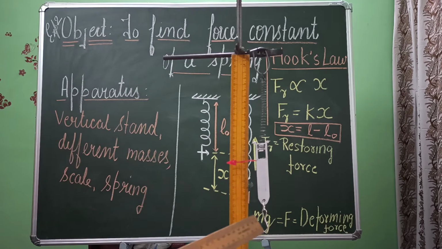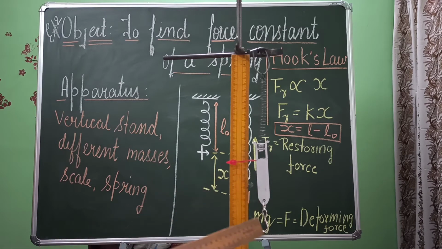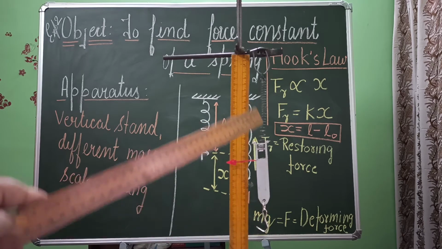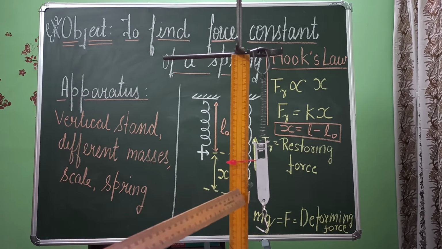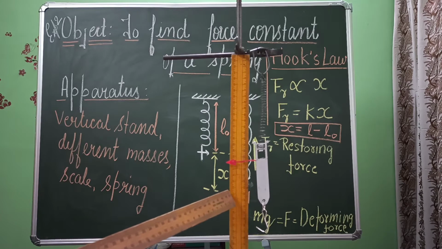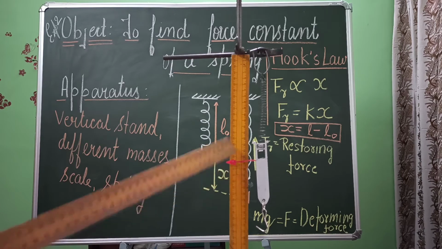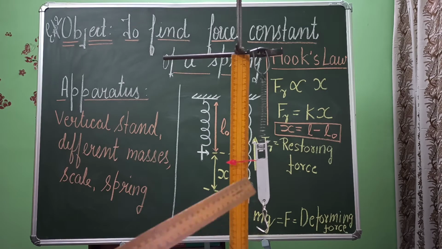After that we will suspend the shown weights one by one here, and you can easily guess that when we suspend a weight here, due to the force exerted by that weight, the spring will be pulled down. So this pointer will move down. The new position of the pointer will be recorded by us, and that reading minus the original position of the pointer will give us the extension of the spring for that particular weight.